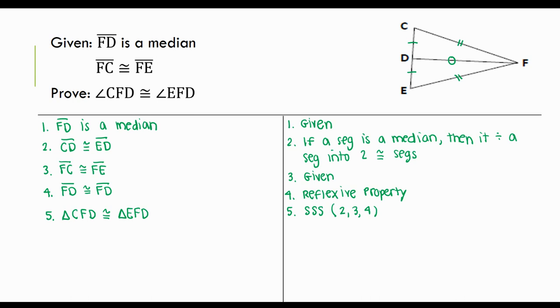And now that I have congruent triangles, that means that any of the other pieces are congruent. So I can go to my conclusion. I can say that the angle CFD is congruent to the angle EFD. And remember, that's because corresponding parts of congruent triangles are congruent, or CPCTC. Corresponding parts of congruent triangles are congruent.